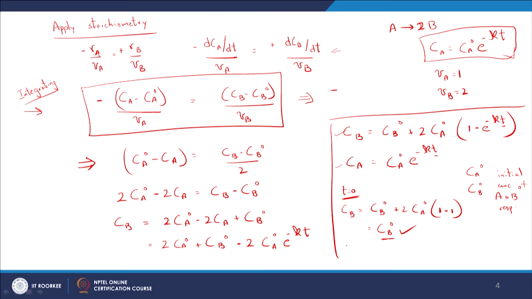And similarly here again, if I plug in time equal to 0 into Ca equal to Ca naught into e to the power of minus kt, what will that be? We will see again Ca equal to Ca naught, and that again is a check here, right.